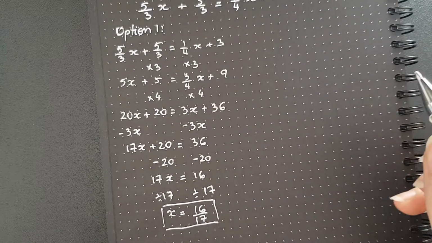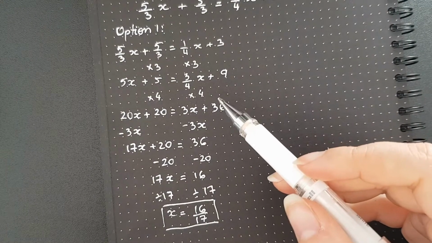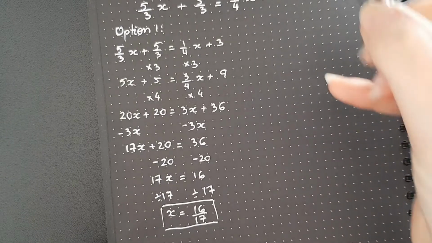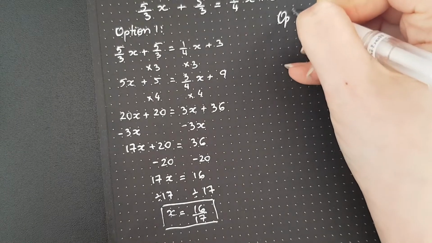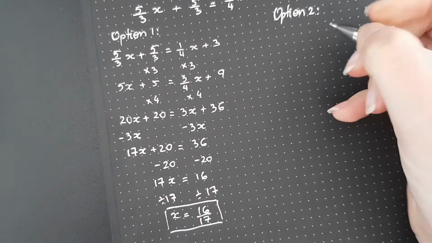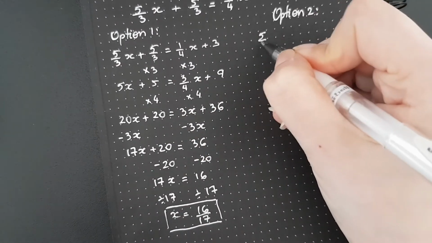I'm gonna try option 2 where I leave the fractions as they are, and I feel like I might complicate my life a little bit, but you know what? Let's just play with it. It's playtime, so going with it. I'm gonna copy it again from this point.